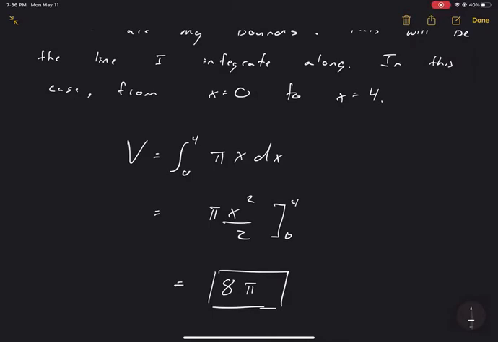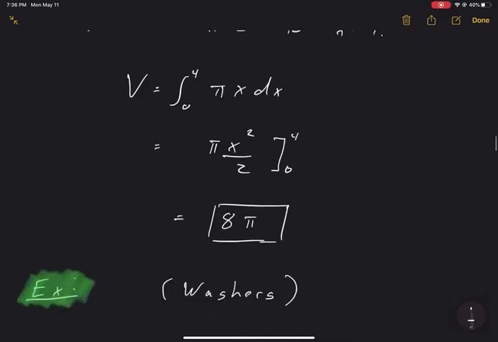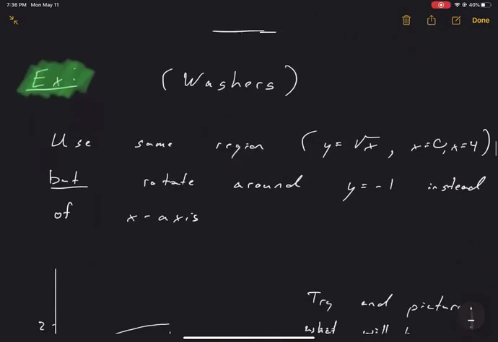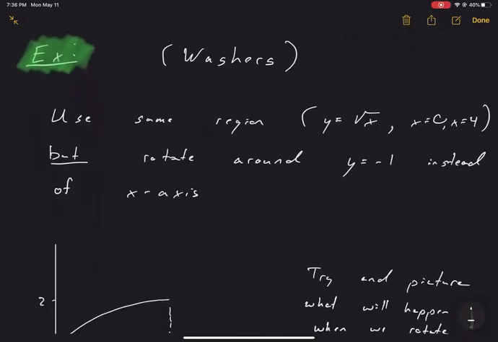If you're having a little trouble following the steps, I'm going to lay out all the steps towards the end, so you have a step-by-step guide on how to tackle these problems. I'm just giving you some examples right now. Now let's look at an example of a washer problem.